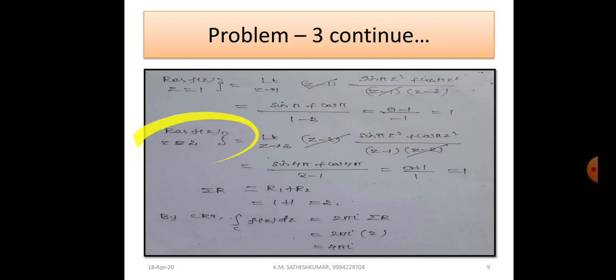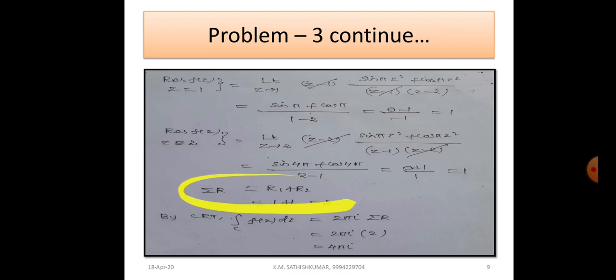As well as, 2 also lies inside. So for the corresponding calculation, first of all eliminating that factor, in the remaining portion we substitute z is equal to 2. So in the rest of the portion we get sin 4 pi plus cos 4 pi divided by 2 minus 1. Simplifying, we get 0 plus 1 by 1 equal to 1, because sin 4 pi is 0 and cos 4 pi is 1.